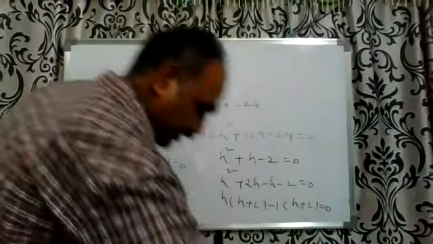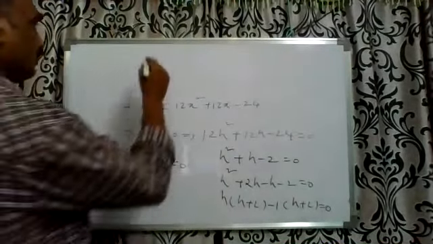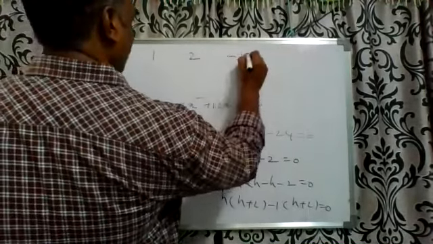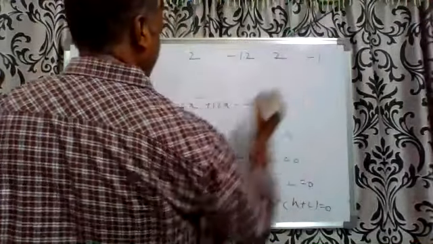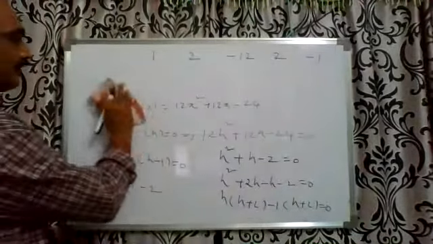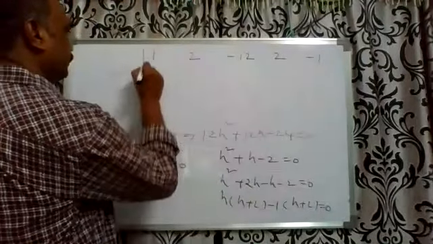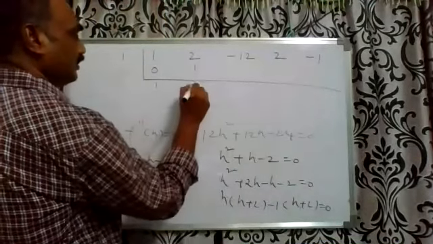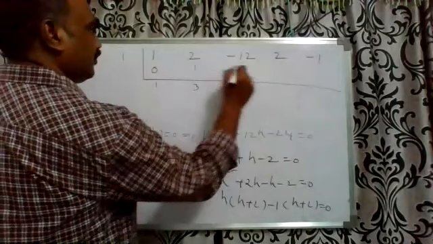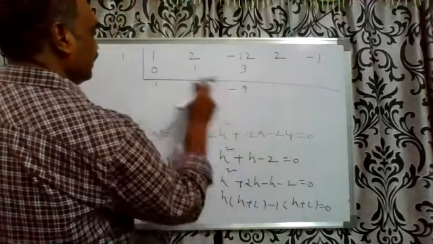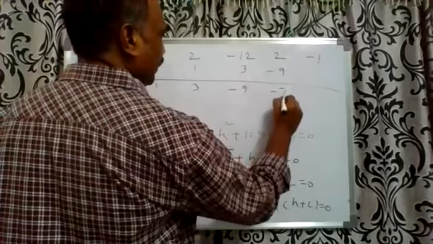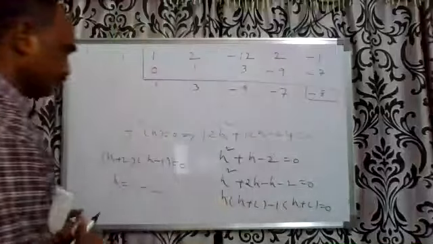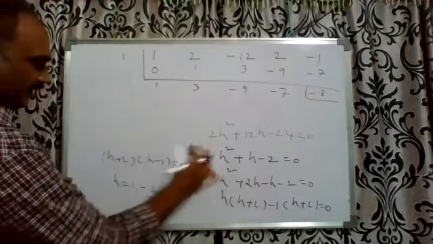So the given equation, by the synthetic division process: 1, 2, 0, minus 12, minus 1. First, diminished by 1. Here 0, 1 into 1 is 1, 1 plus 2 is 3, 3 into 1 is 3. Here minus 9, minus 9 into 1, minus 9. Here minus 7, 1 into minus 7, minus 7. Here minus 8. h is equal to 1, h is equal to minus 2.